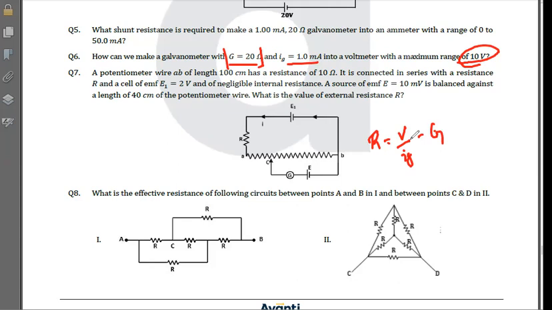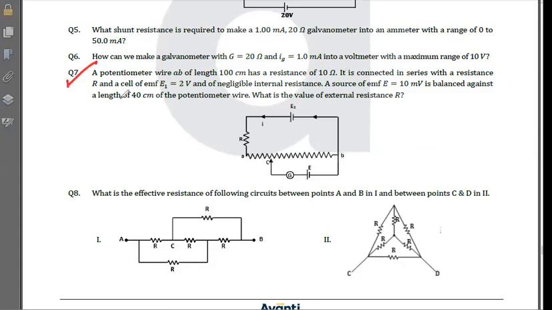Okay? Got it? Everything is given. Can you find R? Ayana, can you find R? Chalo, very good.